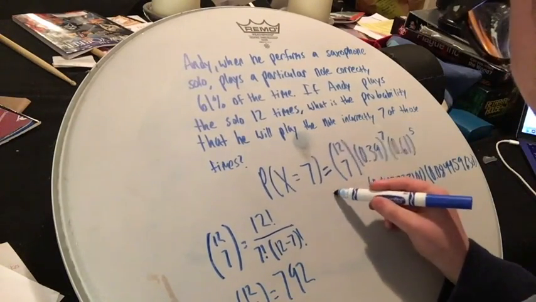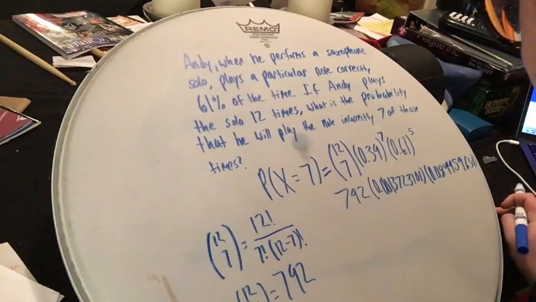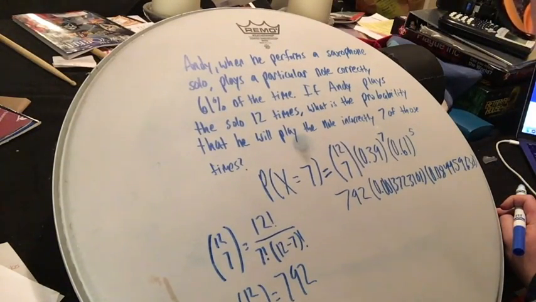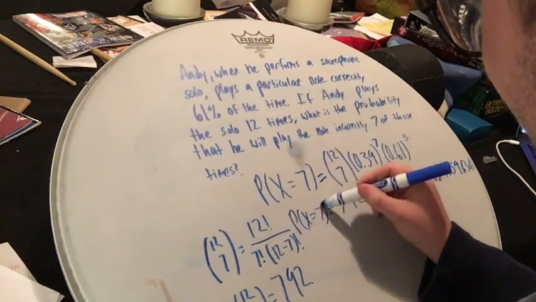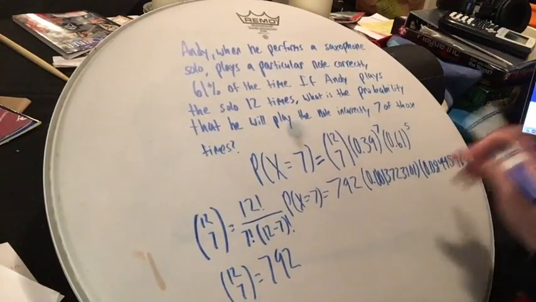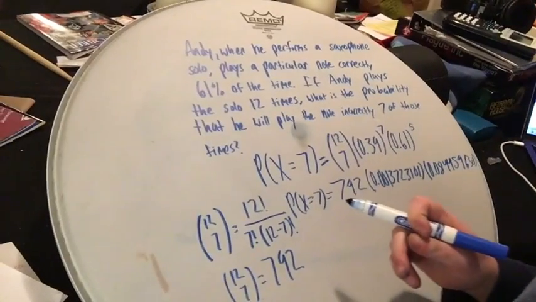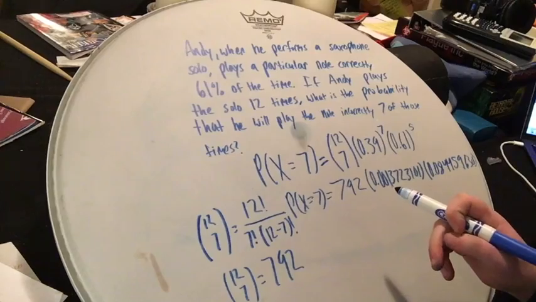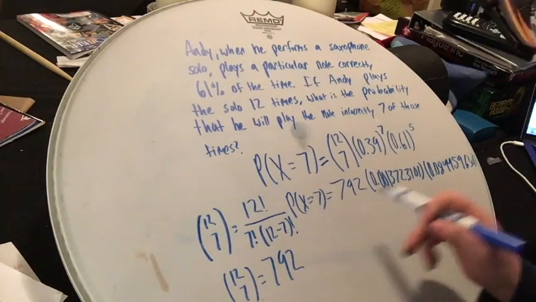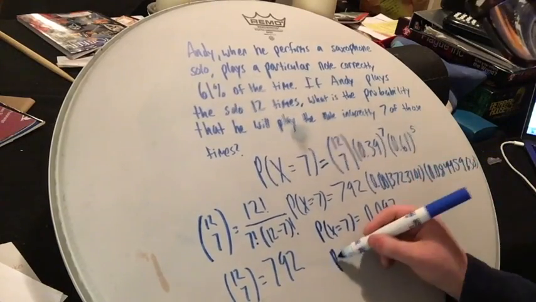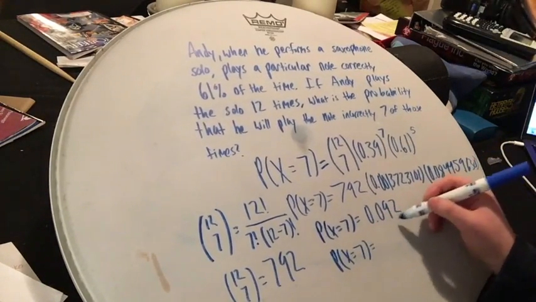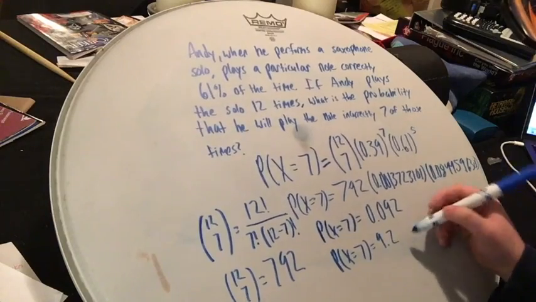0.0844596301. So we've got 792 times 0.0013723101 times 0.0844596301 equals the probability of x equals 7. Remember, this is the probability that he plays the note incorrectly 7 times out of 12. You work that all out, and you get a probability of 0.092. You can also express this with 2 decimal places as 9.2%.